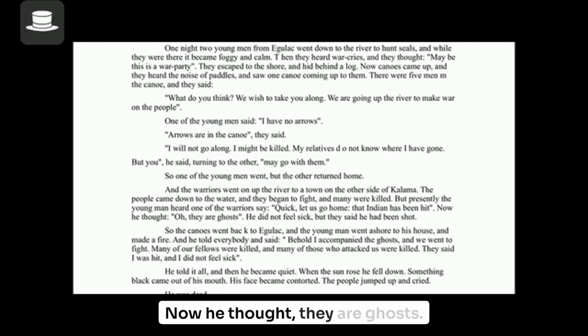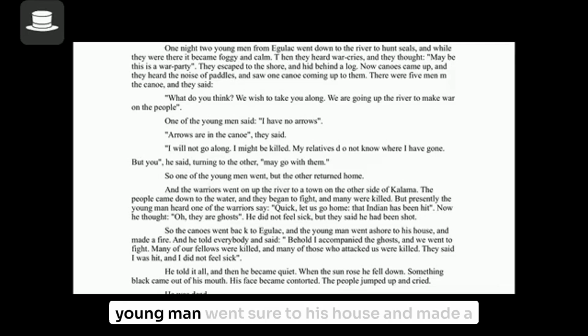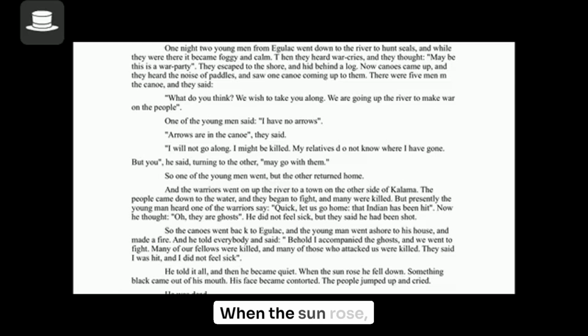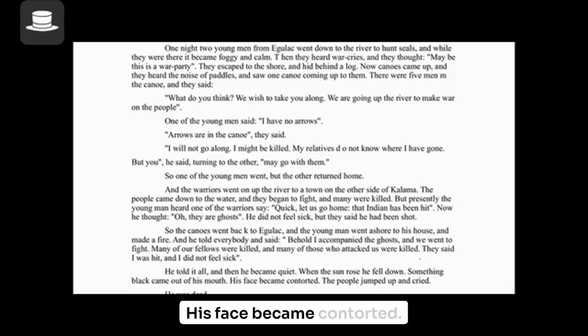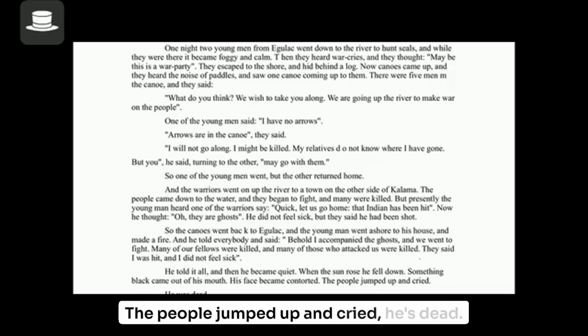Now he thought, "Oh, they are ghosts." He did not feel sick, but they said he had been shot. So the canoes went back to Egulac, and the young man went ashore to his house and made a fire. And he told everybody and said, "Behold, I accompanied the ghosts, and we went to the fight. Many of our fellows were killed, and many of those who had attacked us were killed. They said I was hit, and I did not feel sick." He told it all, and then he became quiet. When the sun rose, he fell down. Something black came out of his mouth. His face became contorted. The people jumped up and cried, "He's dead."